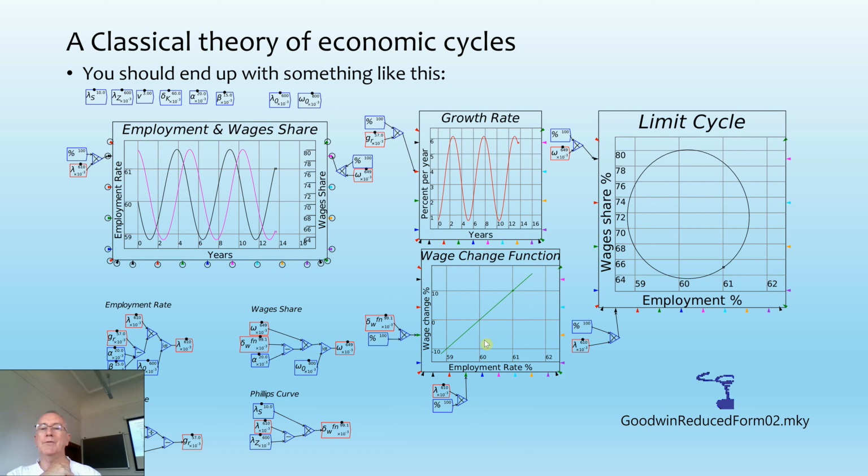So I'm showing the wage change function, which is a straight line. There's the employment rate, there's the rate of change of wages, your cycles, growth rate as well, and the limit cycle of the employment share versus labour productivity. All I'm doing with things like this, by the way, is defining functions. That's the growth rate, that's the Phillips curve, just defined down here.